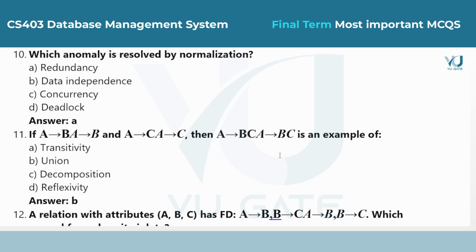Question 12. A relation with attributes A, B, and C has a dependency where A determines B and B determines C. Which normal form does it violate? Answer is option C, 3NF.